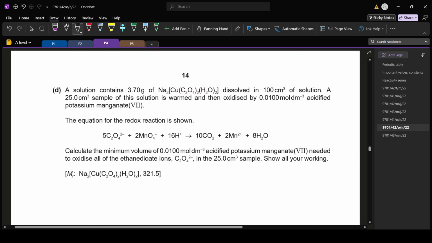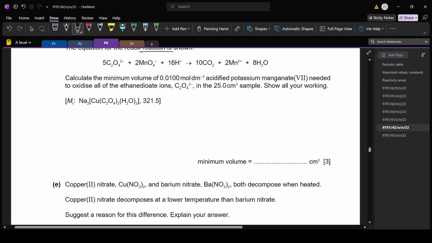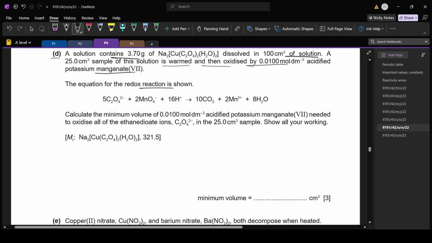Part D. A solution containing 3.7 grams of this compound dissolves in 100 cm cube of solution. A 25 cm cube sample of this solution is warmed and then oxidized by 0.01 mole per dm cube acidified potassium manganate. The equation is given to you. Now you have to calculate the minimum volume of acidified potassium manganate needed to oxidize all of the ethanedioate in the 25 cm cube sample.